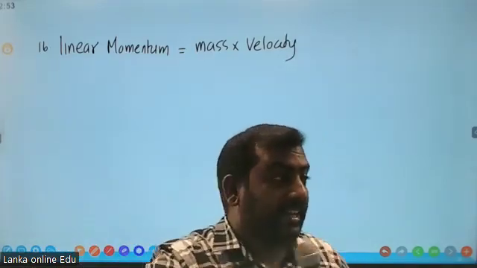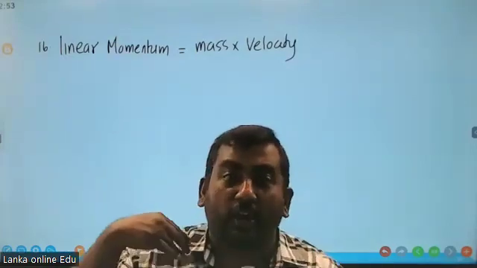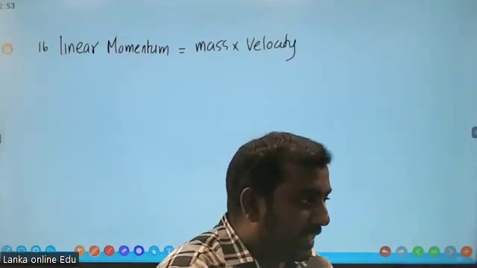So the idea is that every object that has a velocity will also have what? A linear momentum.